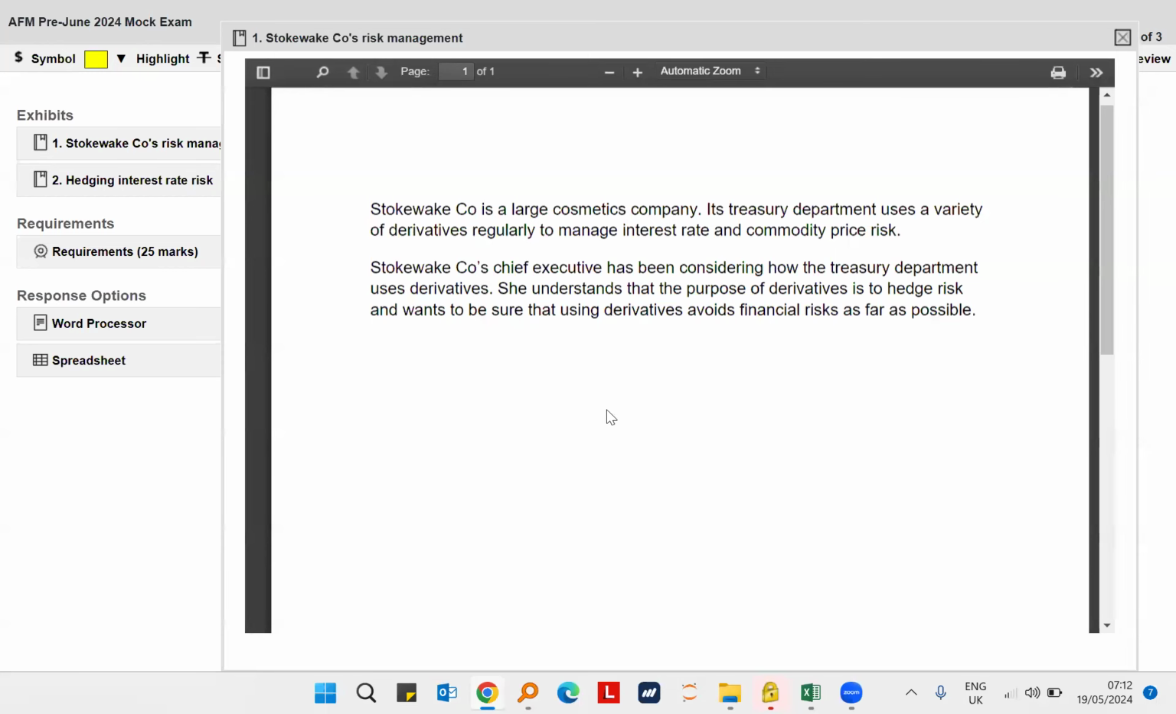So we are going to look at another question from the pre-mock. We are left with two sections in numbers, and I'm going to attempt one of them, or maybe if we have time, we'll do the second one as well.